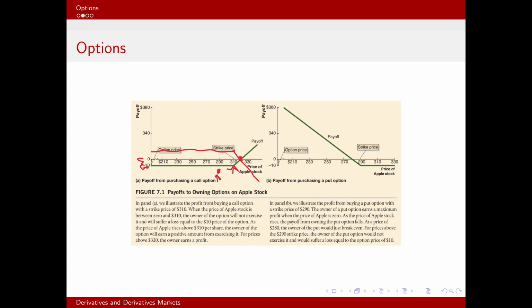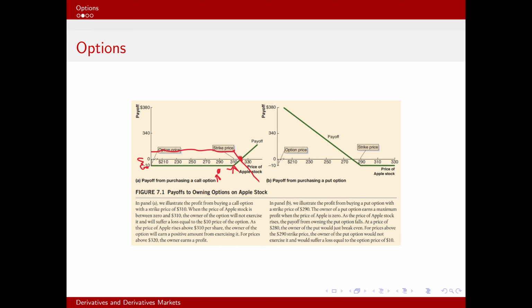So if Apple ends at $290, the person that was short your call option is going to make $10 profit on the contract. If Apple goes up to $310, they're still going to make $10 profit. If it goes to $320, both of you are going to make nothing. If it gets to $330, they're going to lose $10 while you make $10. So that's how being long and short works.